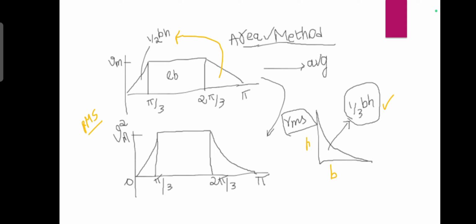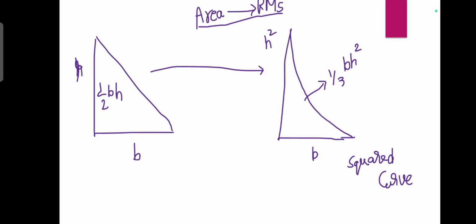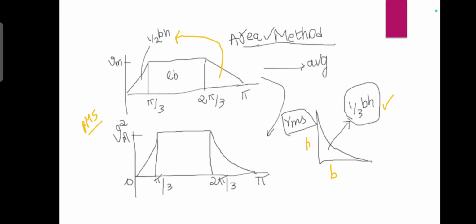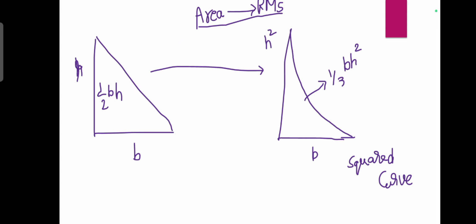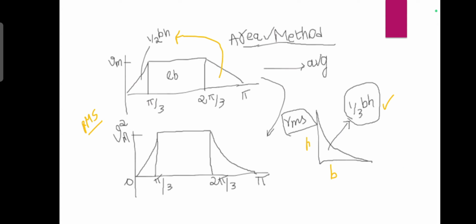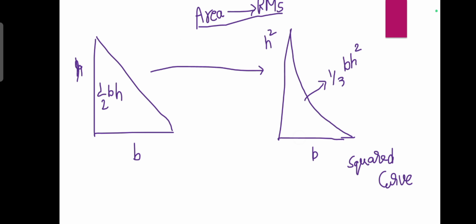Over 0 to pi, 1 by pi by 3 into 1 by 3 bh square. So 1 by pi by 3 into 1 by 3 into pi by 3 into h square. What is the height here? h square is Vm square, plus 1 by pi by 3 into base into height, length into breadth, so Vm square into 2 pi by 3 minus pi by 3, plus 1 by pi by 3, with base pi minus 2 pi by 3, again pi by 3, and area again is 1 by 3 bh square.